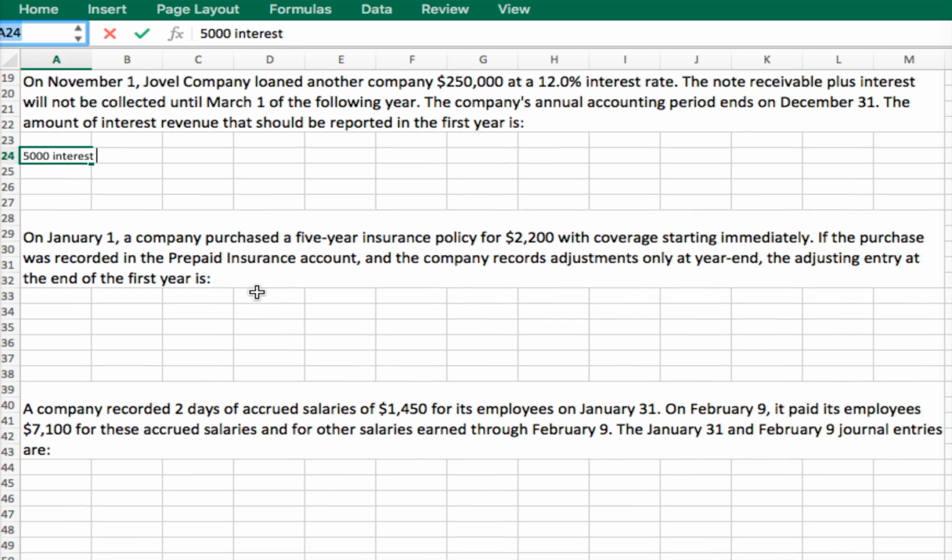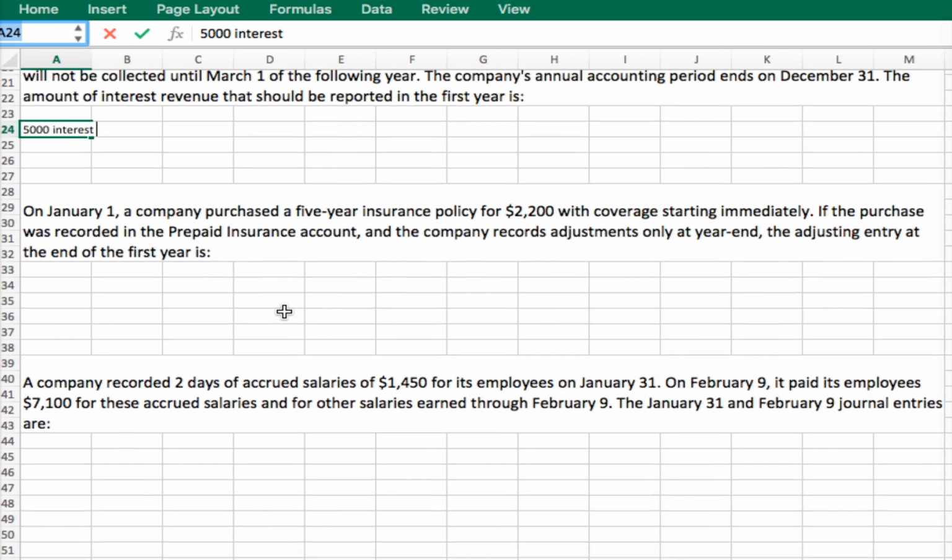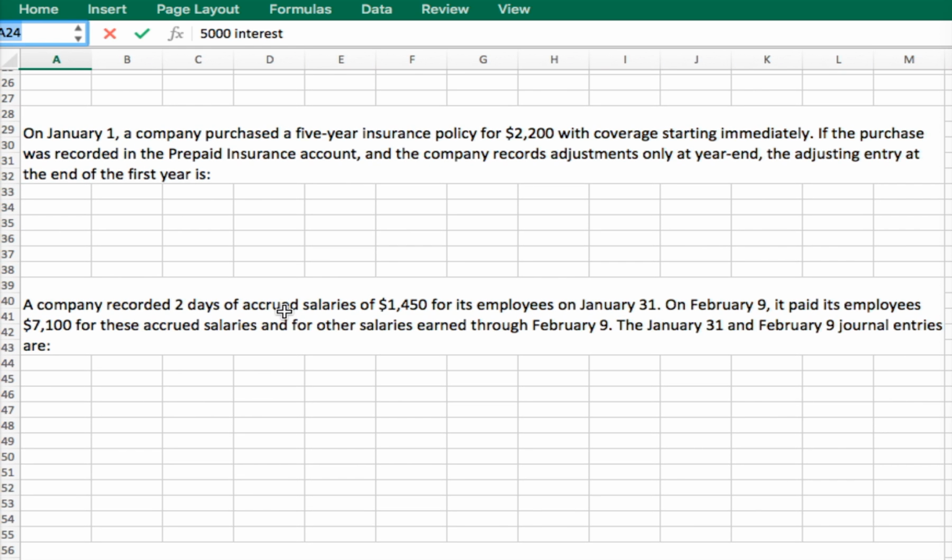Let's see. January 1st, a company purchased a 5-year insurance policy for $2,200 with coverage starting immediately. If the purchase was recorded in the prepaid insurance account and the company records adjustments only at year end, what's the adjusting entry at the end of the year? 76% of you guys got this one right.